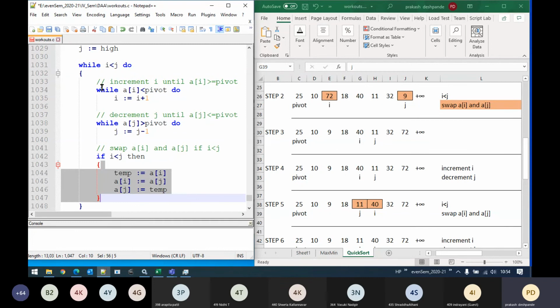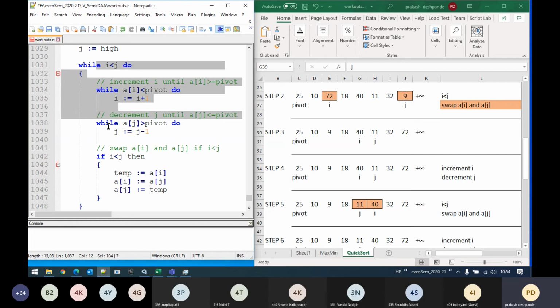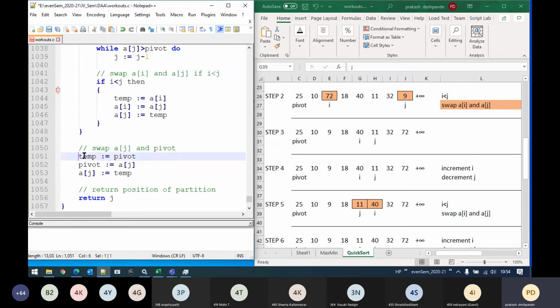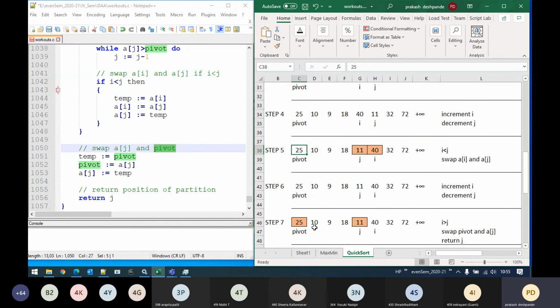Again, control will fall back onto the while loop. In the while loop, if you look, I less than J is there. This condition will become false again. Since it is false, the while loop will get terminated and move on to the next set of statements. What do we have there? Swapping the element at the jth position with the pivot element. At the jth position we have 11 and at pivot we have 25. So these two will be swapped, and we get 25 and 11 over here.